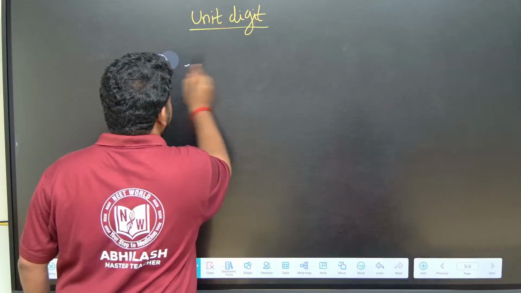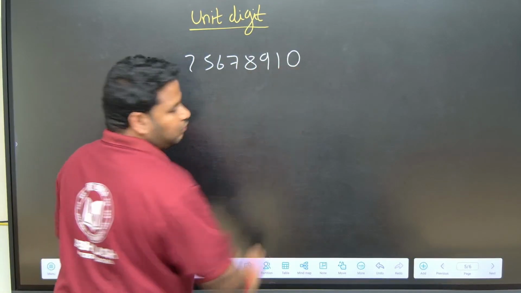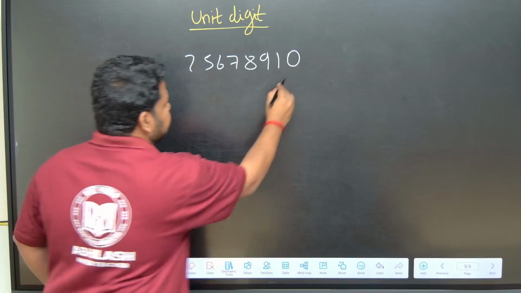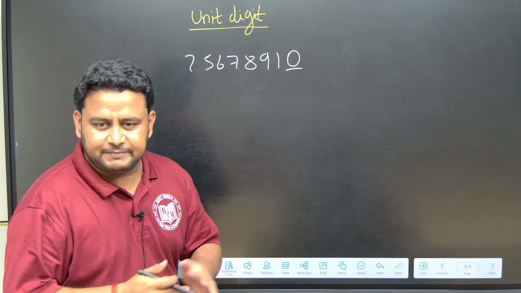Again, let me reiterate. Here, we are solving the concept of unit digit. This is a new concept. So unit digit: suppose I write a number 25678910. What is the unit digit here? 0. Correct?